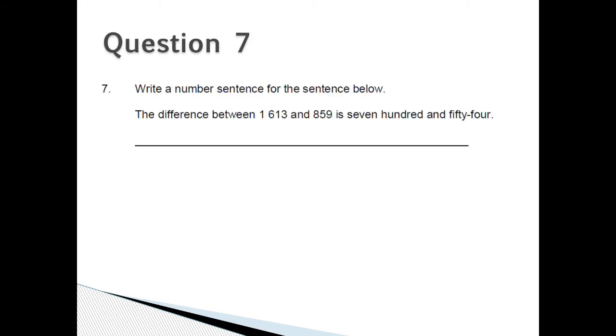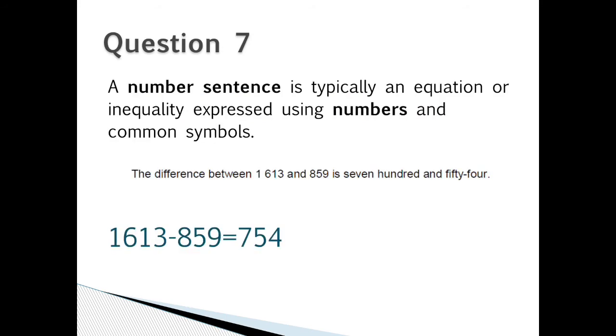Write a number sentence for the sentence below. The difference between 1,613 and 859 is 754. A number sentence is typically an equation or inequality expressed using numbers and common symbols. The difference between 1,613 and 859 is 754. So we use the symbols 1613 minus 859 is equal to 754.